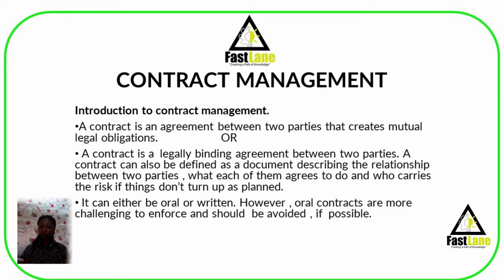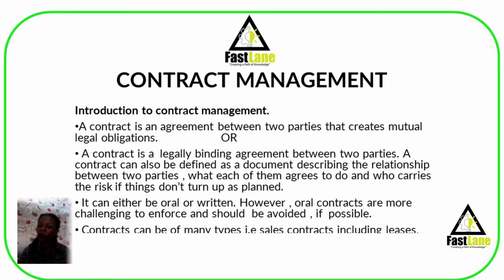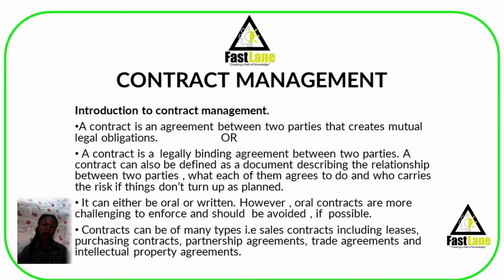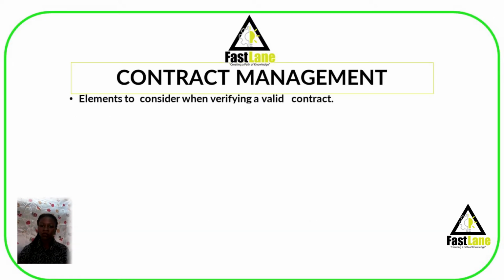Or a contract is just a document describing the relationship between two parties, what each of them is to do, and who carries the risk if things don't turn out as planned. A contract can be either oral or written, but preferably we should use written contracts because oral ones are difficult to enforce. So let's go straight to the elements considered while verifying a valid contract.